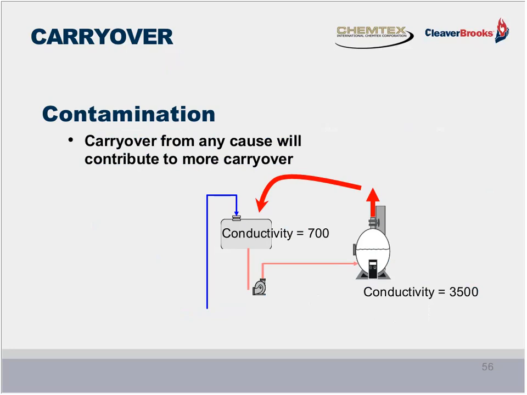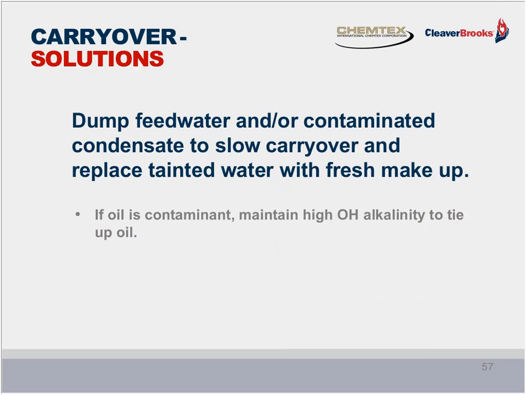And now, for me not to have very high conductivity in that boiler with the 700 conductivity feed water, I can only run 5 cycles of concentration. So the system is set up to operate one way, and when you have carryover, it causes more carryover, and until you remedy that situation, the potential for even further carryover, more contamination, and more problems continues. So what's the solution?